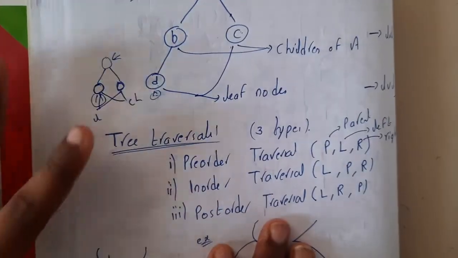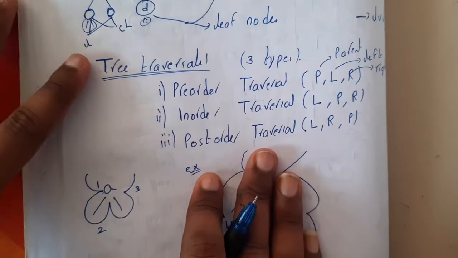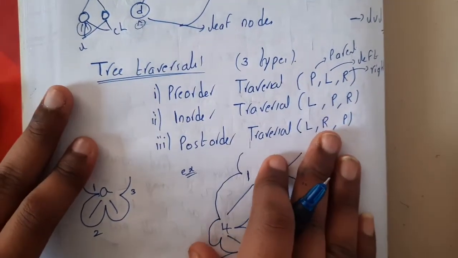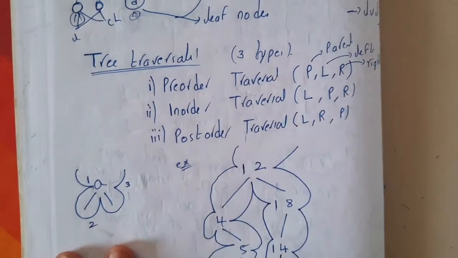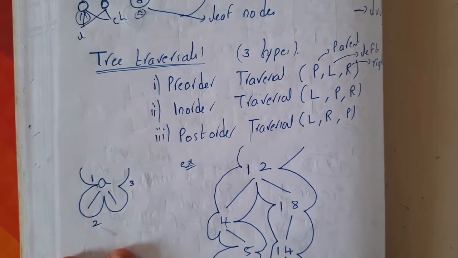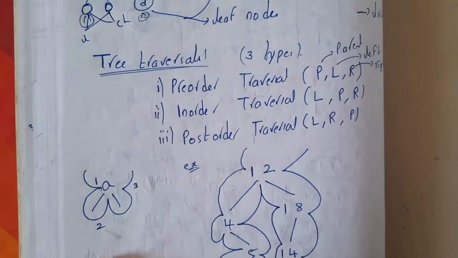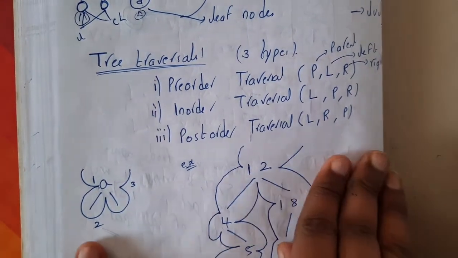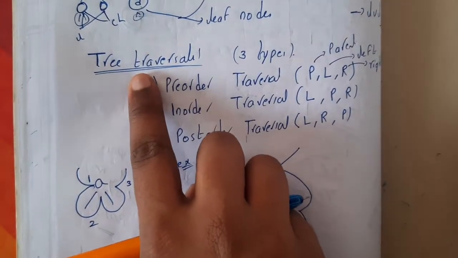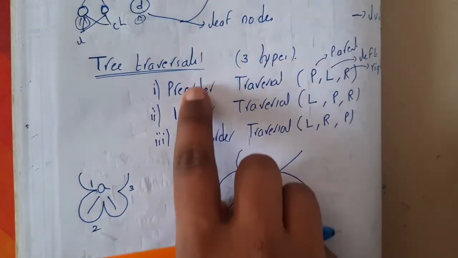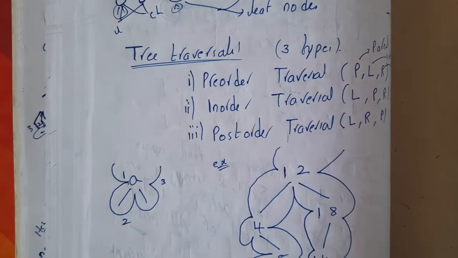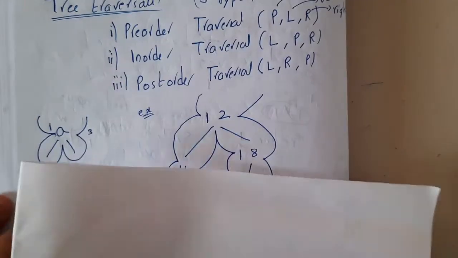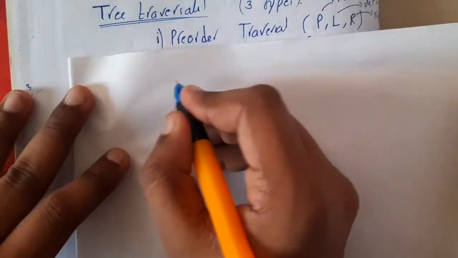The important topic in this module is tree traversals. These questions will be asked in interviews also. Tree traversals are of three types: pre-order, in-order, post-order. We have already discussed this topic in data structures. It is a really simple concept, guys. There is nothing to think too much about in this.